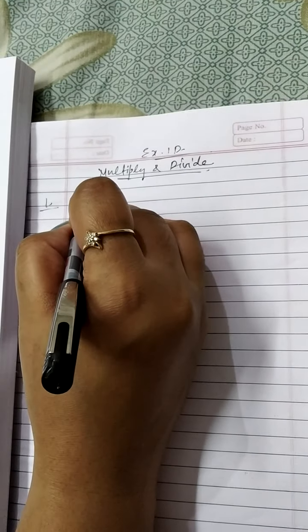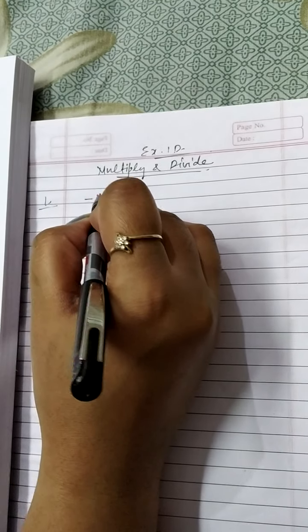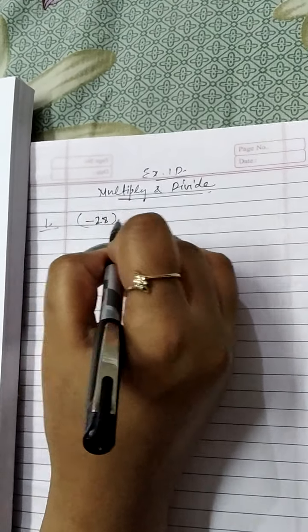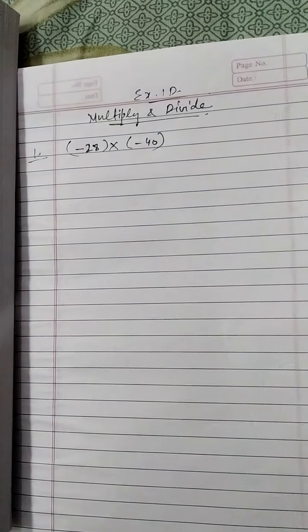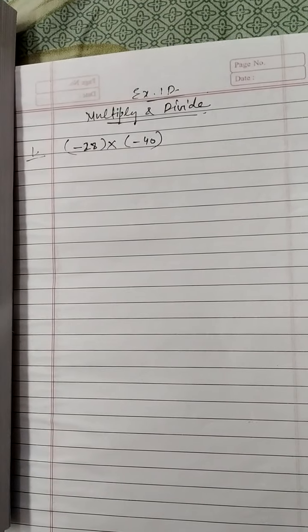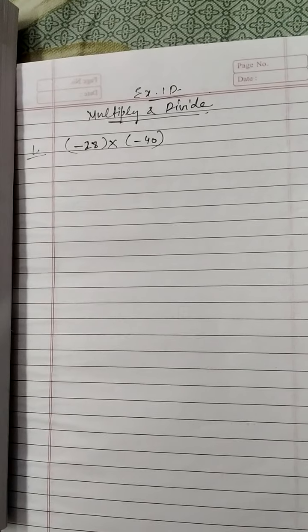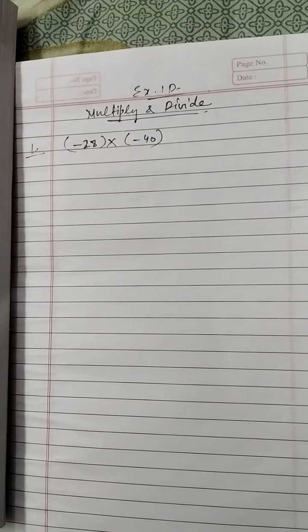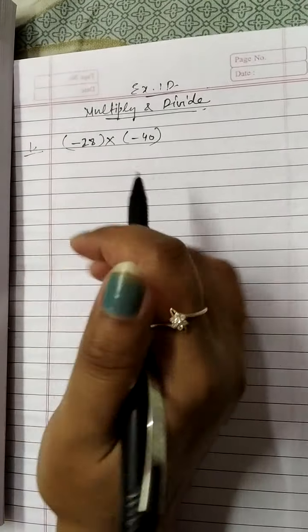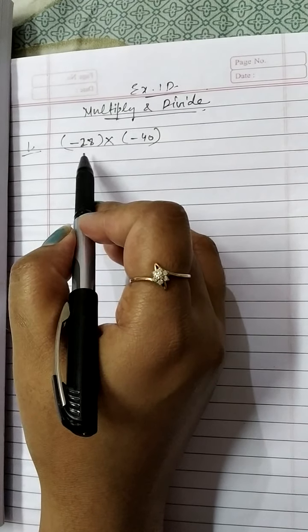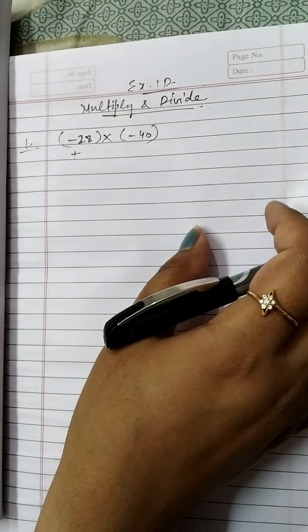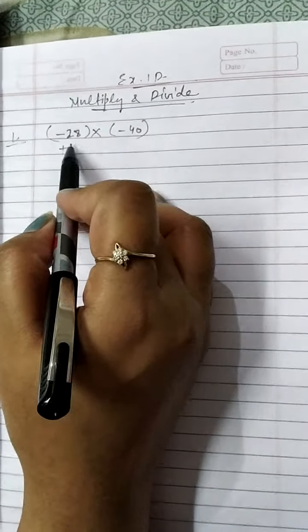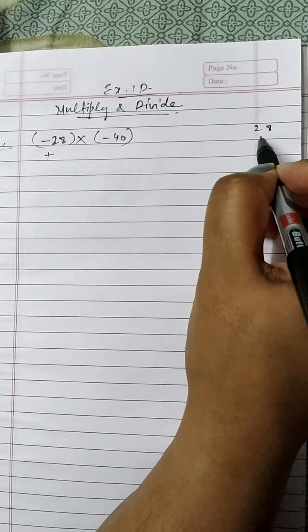I'm taking minus 28 into minus 40. Whenever you are multiplying integers, you multiply the number and you multiply the sign also. Both we do. So first let's multiply the sign. Minus into minus is always plus. Same signs always add up. And then you multiply 28 by 40.